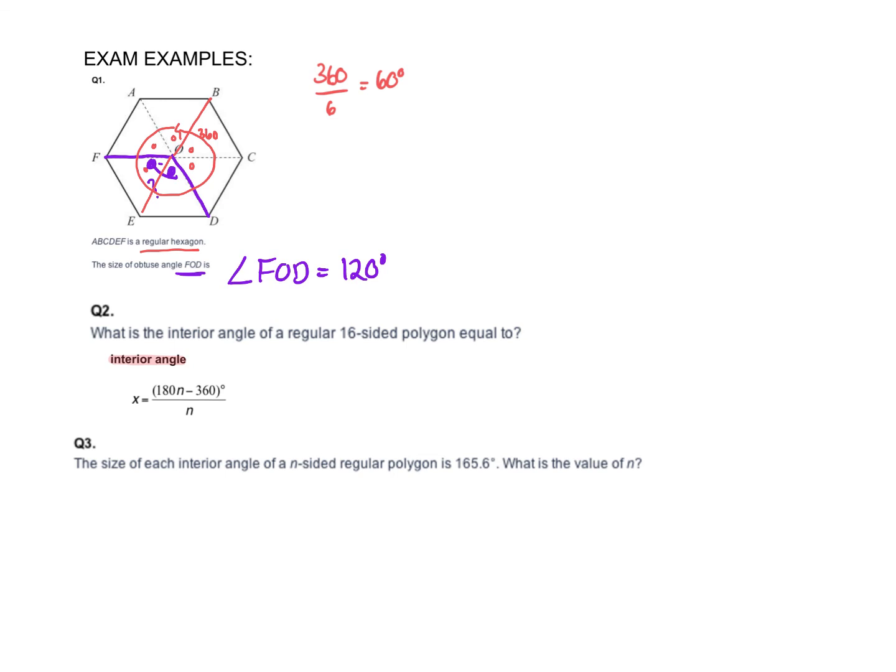Okay. The next question was, what is the interior angle of a 16-sided polygon? So pretty much you just need to know that n is 16. I've just copied down the interior formula. So I simply do that on the calculator and get my answer. You guys can work that out.